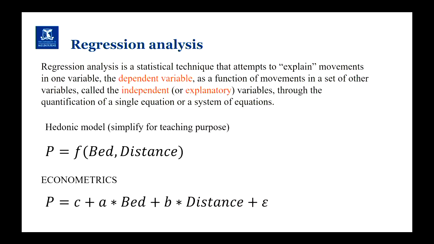That's the theoretic model. And then in econometrics, we are going to specify the parameters, the coefficients of each parameter. For example, in a linear regression model, we will assume that the house price equals a constant plus number of bedrooms and distance and an error term.